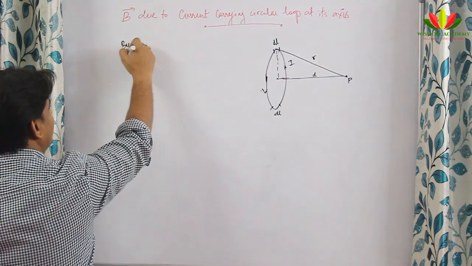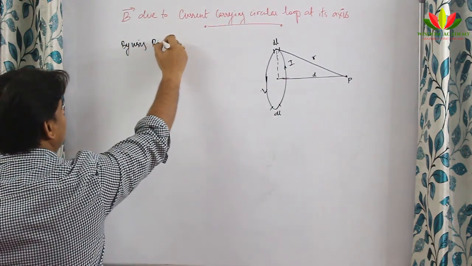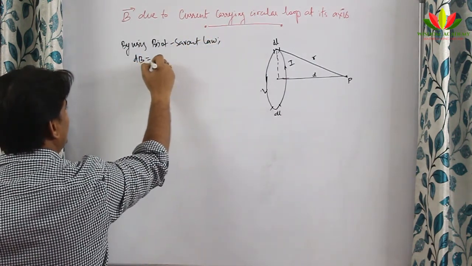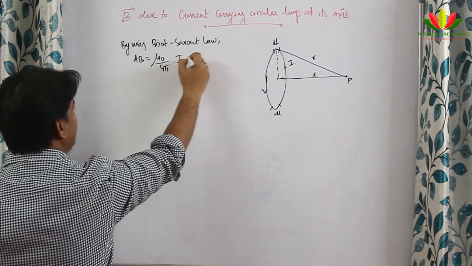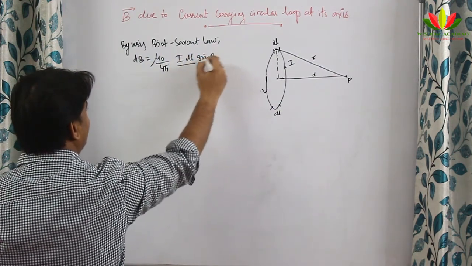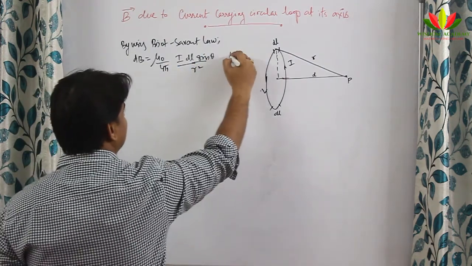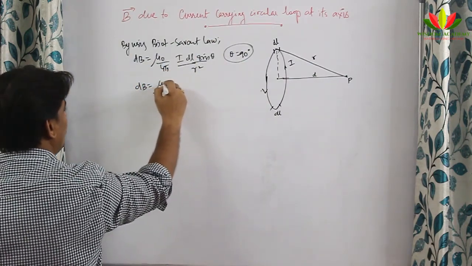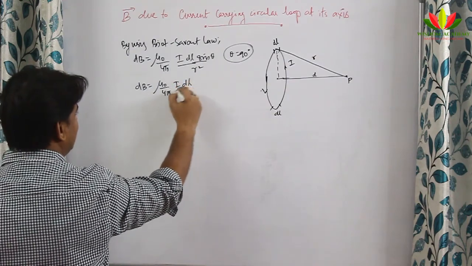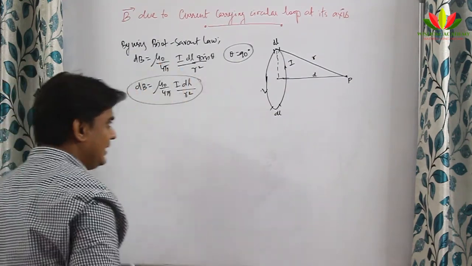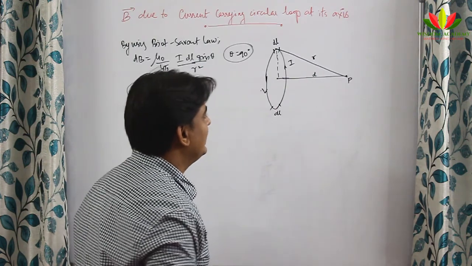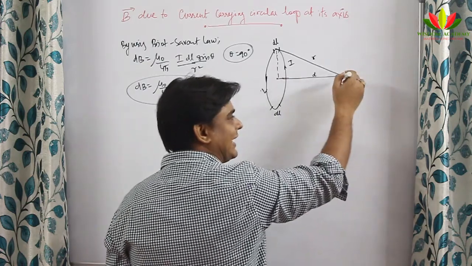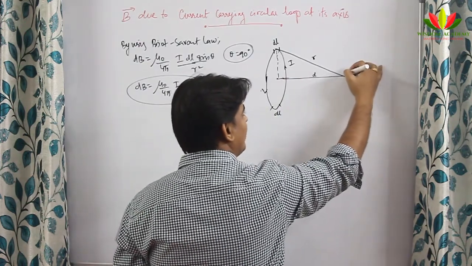By using Biot-Savart law, the expression is dB equals mu naught by 4 pi, I dl sin theta by r square. Here theta is 90 degrees, so dB equals mu naught by 4 pi into I dl by r square. Now you have to understand the direction of the magnetic field at P. That dB will be inwards. I cannot draw that inward diagram now, so I will draw it somewhere like this.